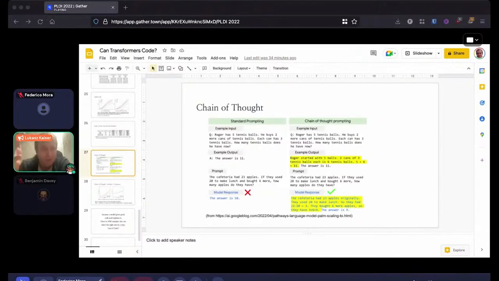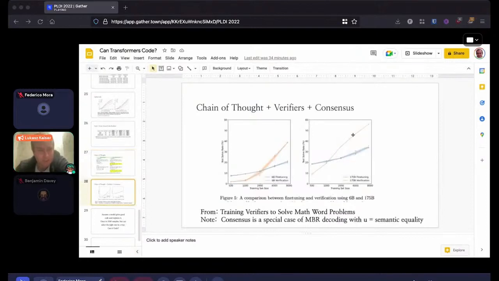But if you put a verifier on top of that, together with this chain of thought prompting, you can get the model to solve many more cases correctly. And this holds, for example, for math problems. This is from a paper about grade school maths. The blue curve you can see is by model size, and this is the large model. The blue curve is just having more data to fine-tune on, while the orange curve is using the verifier, and both of them are using this chain of thought method.